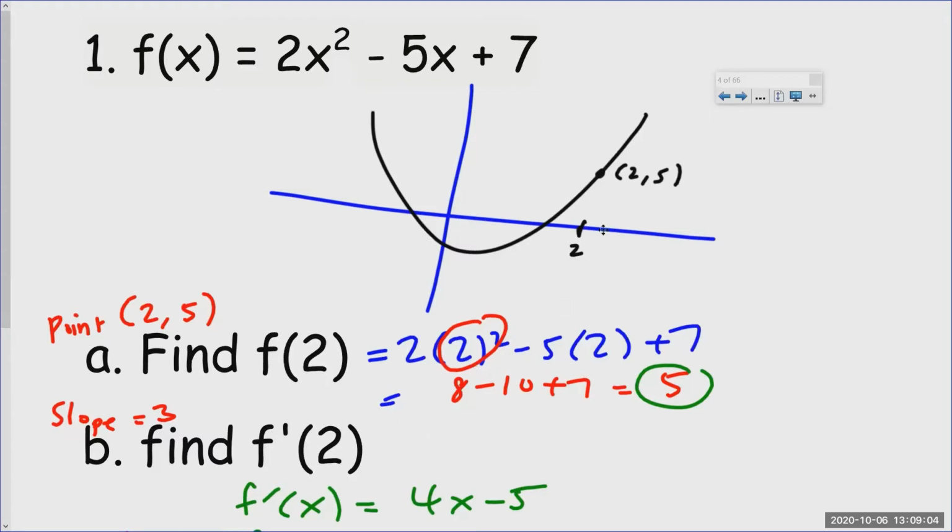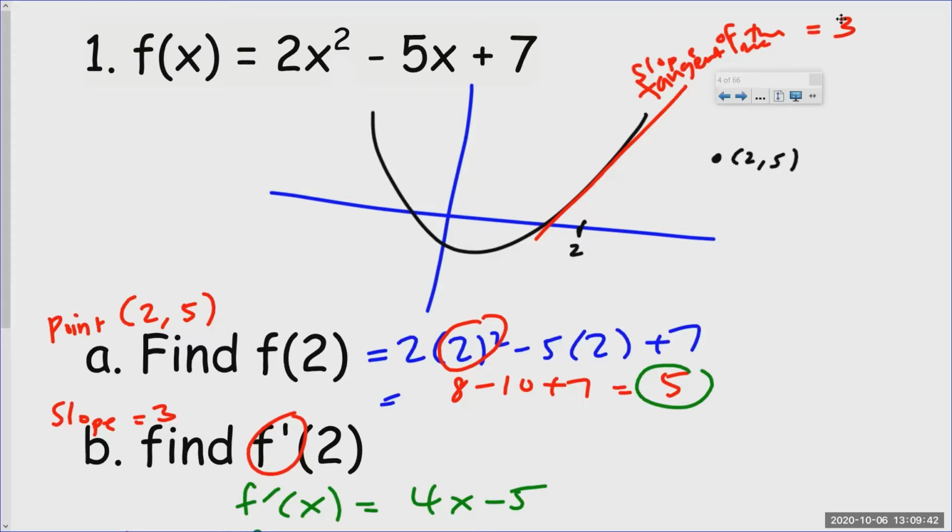F prime of 2 means that if I get closer and closer to that point, so close that it looks like a line, and I take that line and extend it, this line is called a tangent line at that point, okay? And this tangent line has a slope. When I say derivative, you say slope of a tangent line. The slope of that tangent line at 2 is going to be equal to 3. Does that make sense?